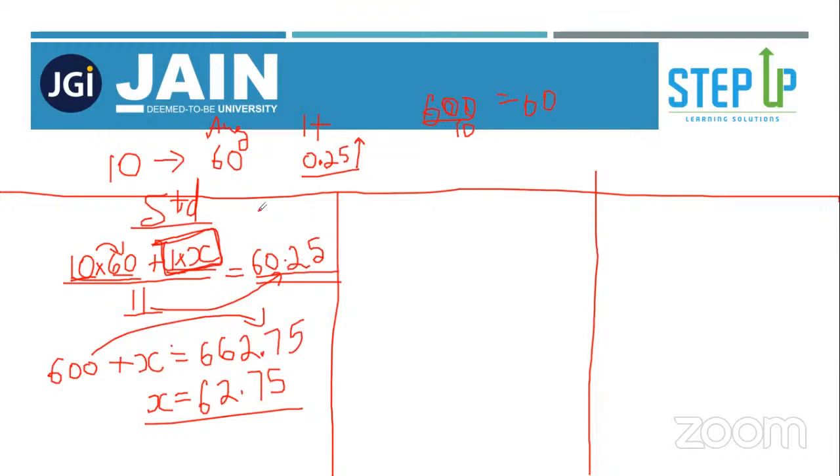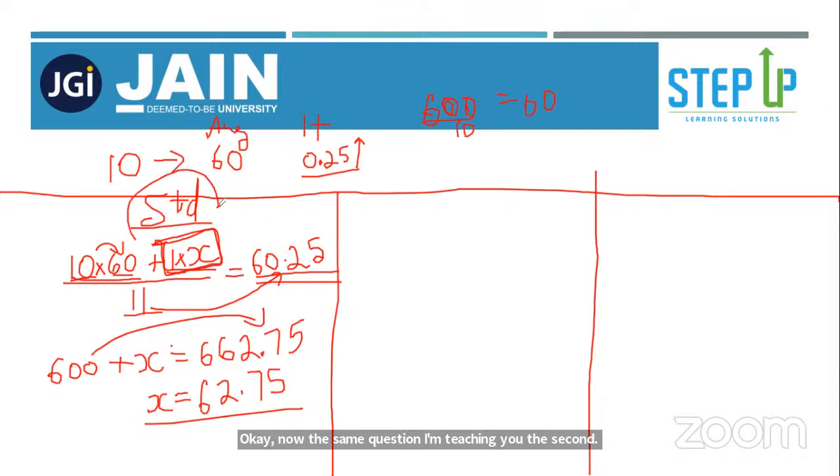Okay, now the same question, I'm teaching you the second method. The first is called the standard method. The second method is the shortcut. Can we try the second method? But remember, listen keenly. If you can listen clearly, then it is so easy to get the answer.